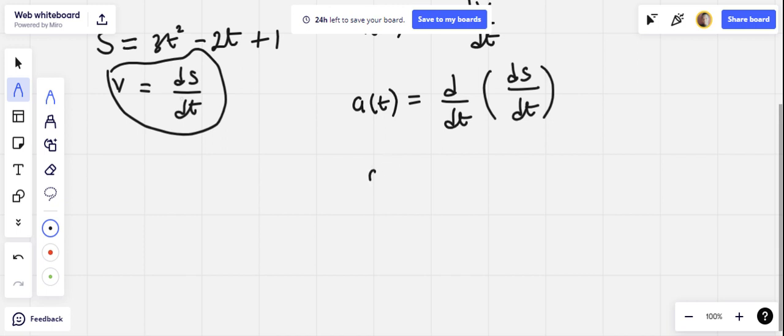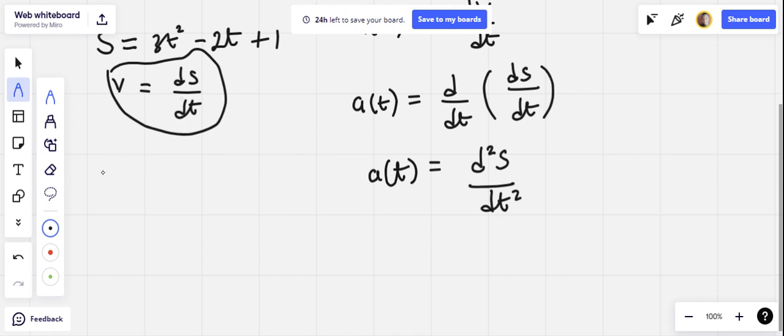And what will that result? The result will be d squared s over dt squared. So what this means is, if you are given an expression for displacement, and you want to find acceleration, you differentiate that displacement 2 times to get the expression representing acceleration.